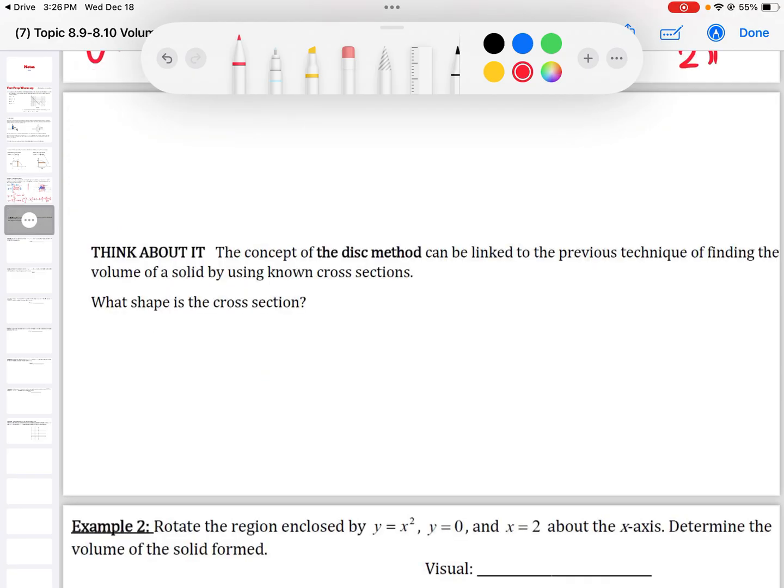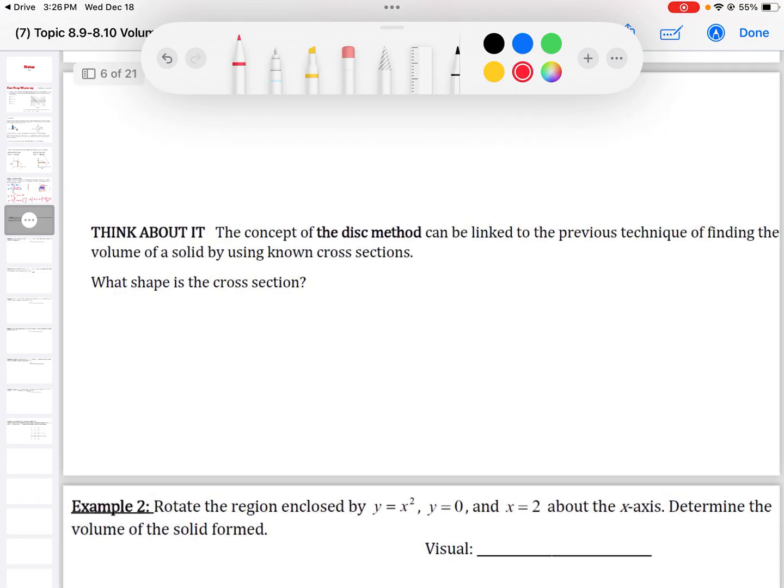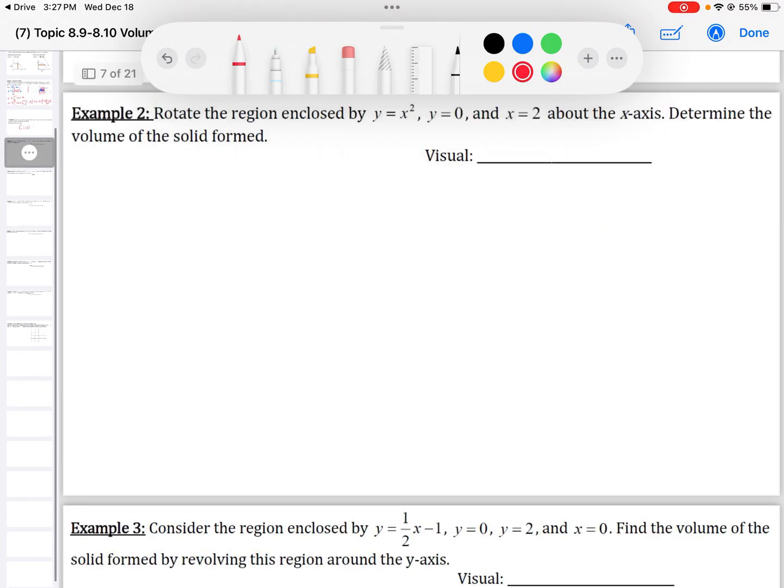The concept of the disk method can be linked to the previous technique of finding the volume using cross sections. What shape is the cross section always? Oh, I was going to write circle. Can't spell circle. It's not an S. It's a circle, always. All right, let's do some more examples.